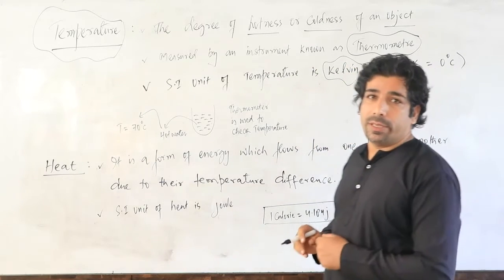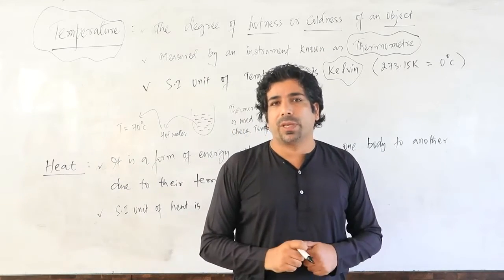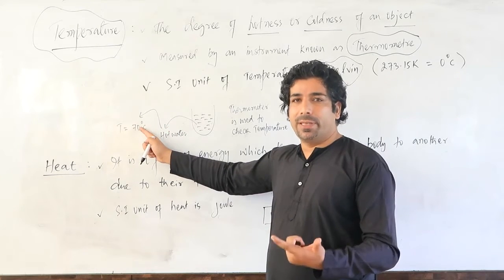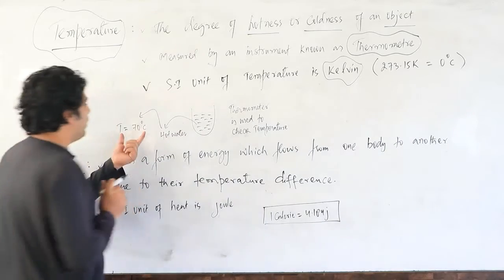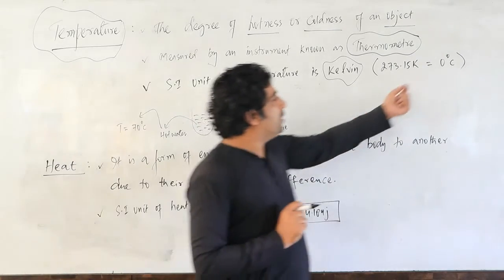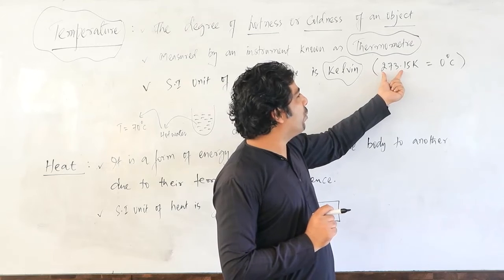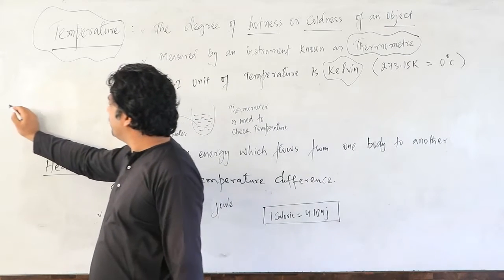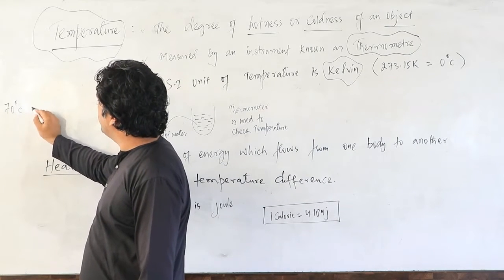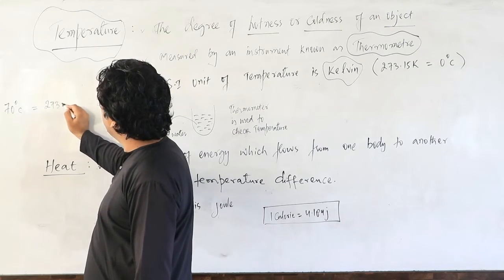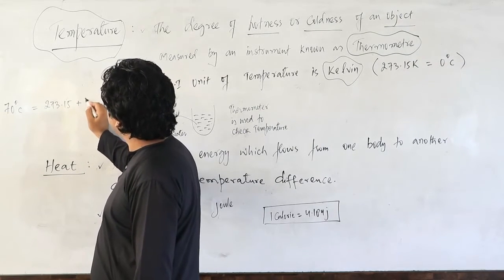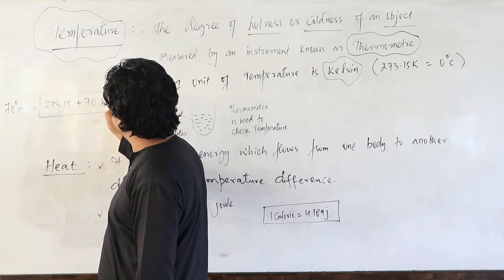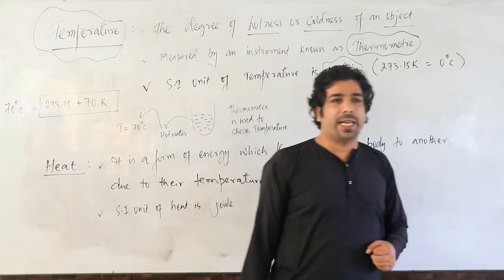So whenever you are doing numericals in chemistry, you always have to convert this degree Celsius into Kelvin. So how to convert degrees Celsius into Kelvin, my dear friends? You know that 0 degrees Celsius is equal to 273.15 Kelvin. So now I have a temperature of 70 degrees Celsius. So 70 degrees Celsius is equal to 273.15 plus 70. So my dear friends, this will be your temperature in Kelvin.